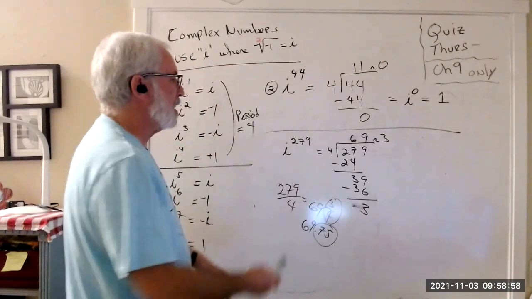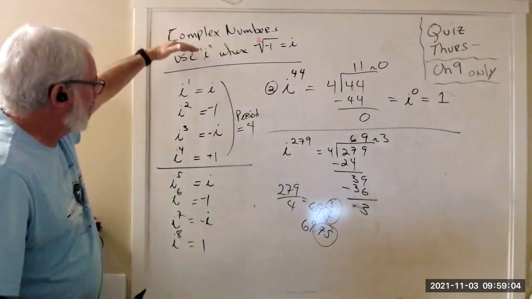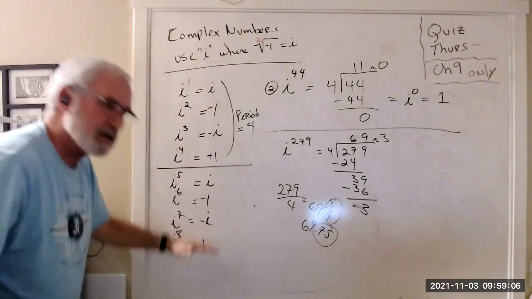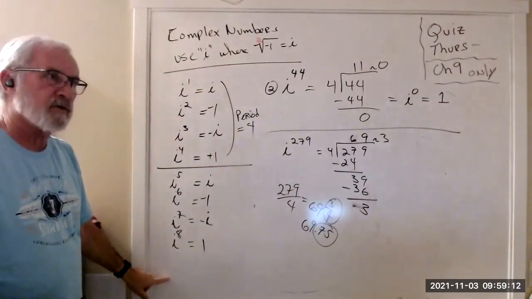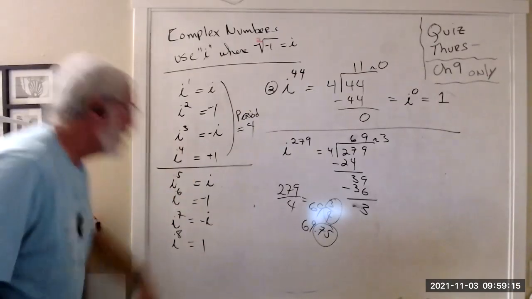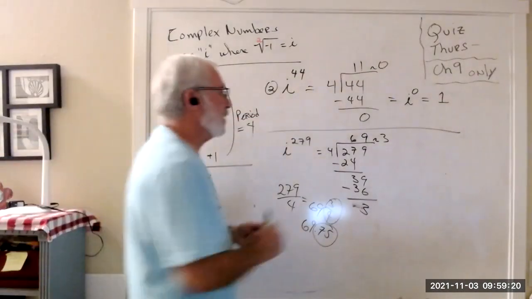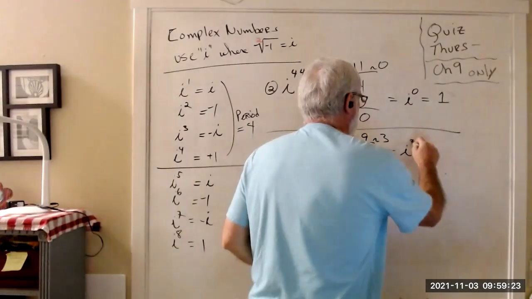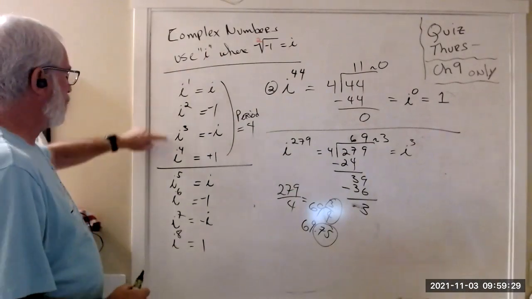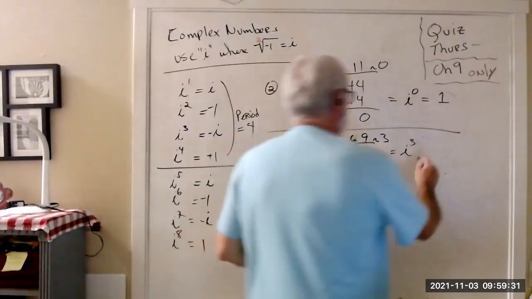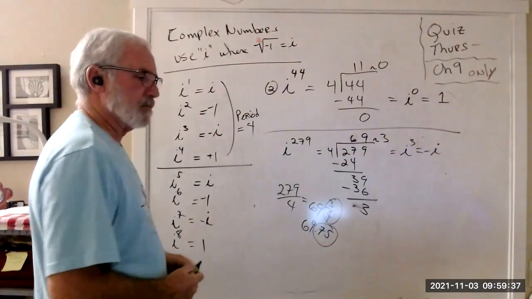Well, what's all that mean? It means this reduces down. You'd go through this pattern 69 times: i to the 25, i to the 45, i to the 57. You'd go through this group of 4 69 times and still be left with i to the 3rd in the last grouping. Well, what's i to the 3rd reduced to? Negative i. And that's your final answer.